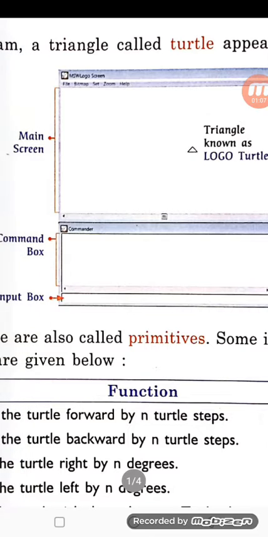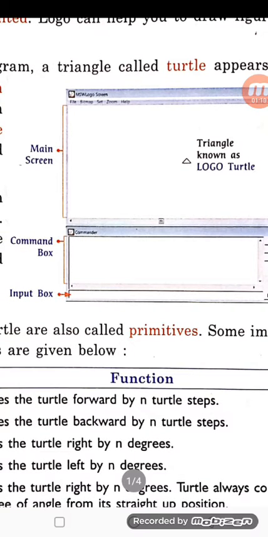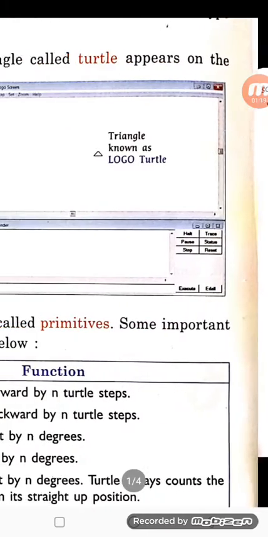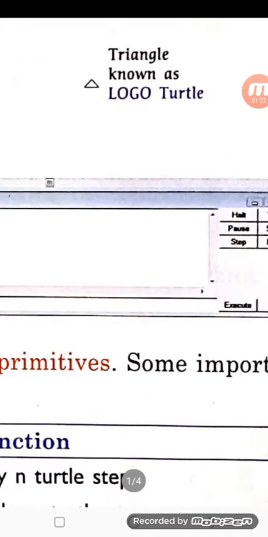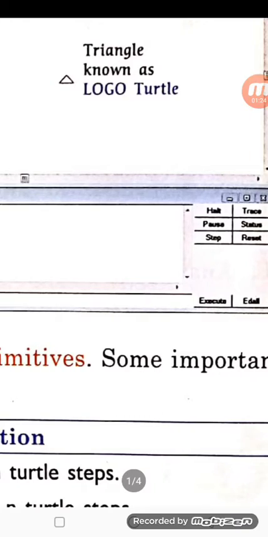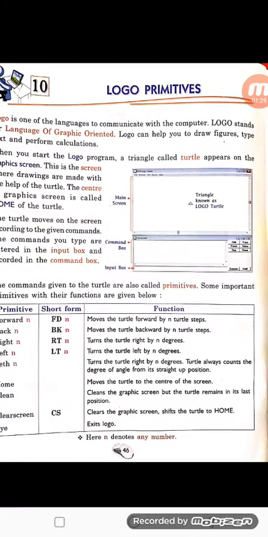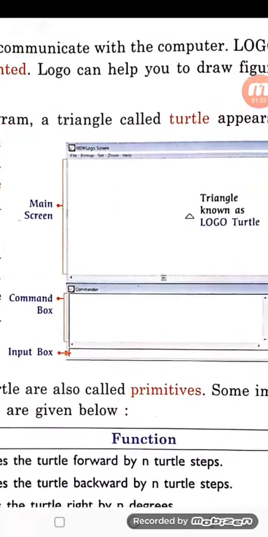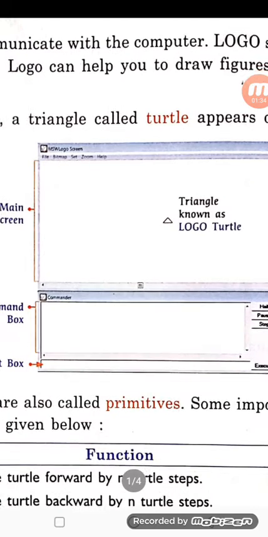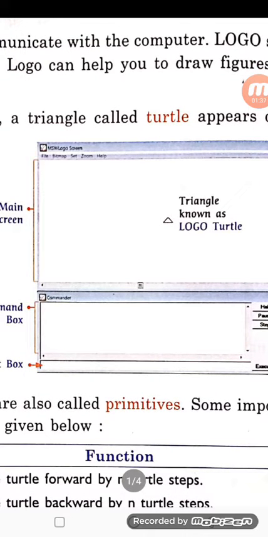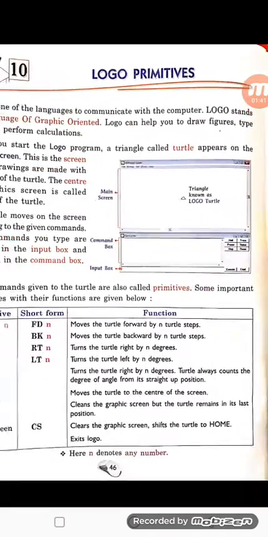And below this we are given the command box. In the command box our commands are recorded and we input our command in the input box, and this is the execute button. After giving the command in the input box we click on the execute button to run the command, and where our turtle is placed in the center of the screen we call this the home of the turtle. Okay, this was the revision of the previous class.